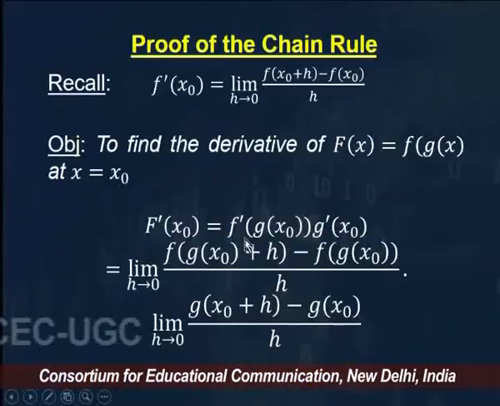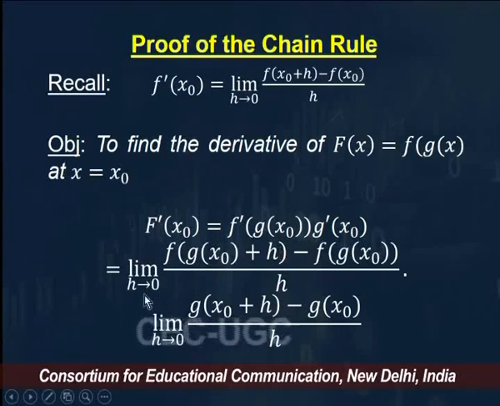Now, the small f prime of g of x naught can be written as a limit as h tends to 0. Because the argument here is g of x naught, I can write here f of g of x naught plus h.